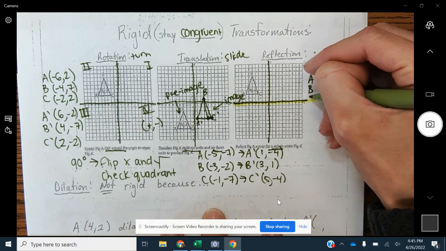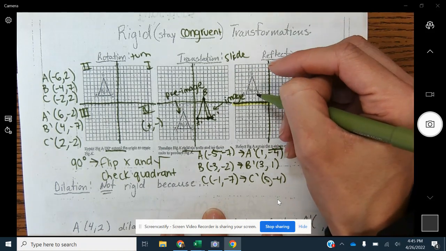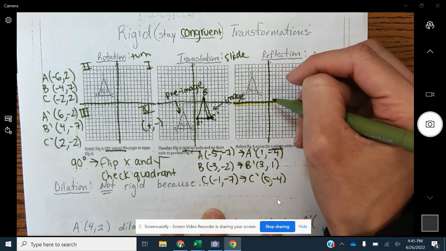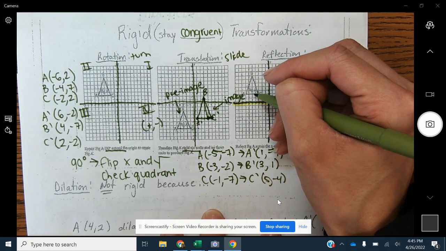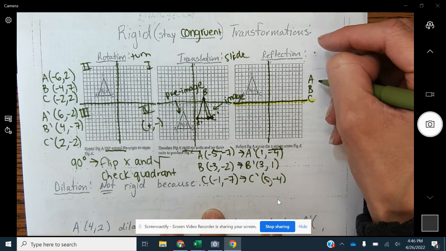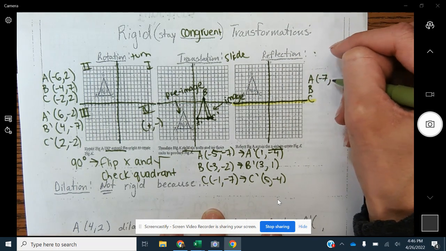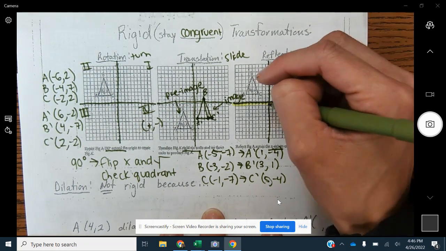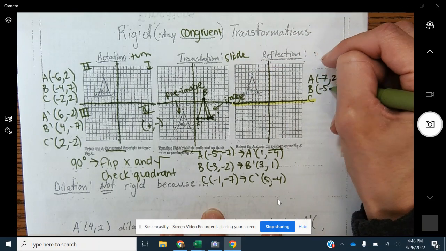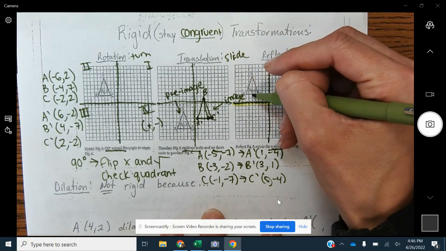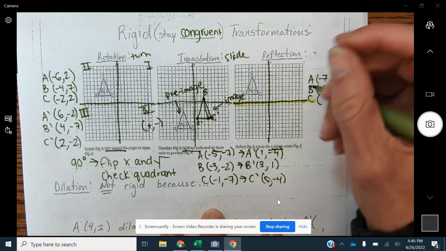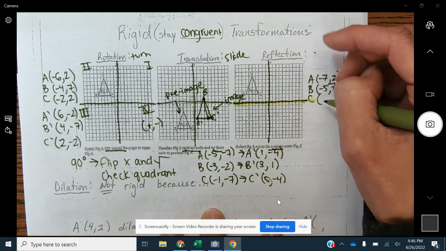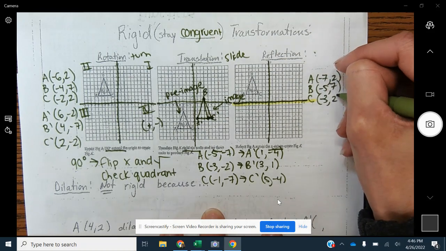Okay, but let's first again record the coordinates. So A is located at 1, 2, 3, 4, 5, 6, negative 7, and 2. B is located at negative 5 and 7. C is located at negative 3 and 2.